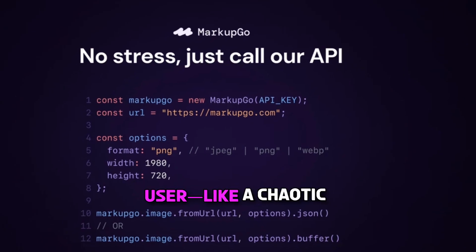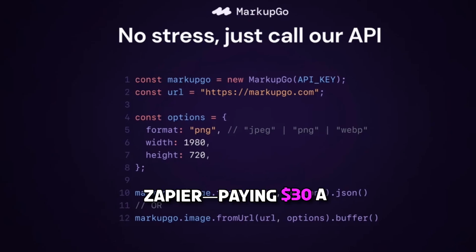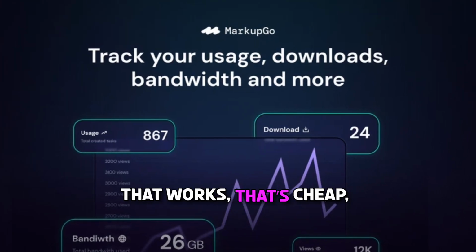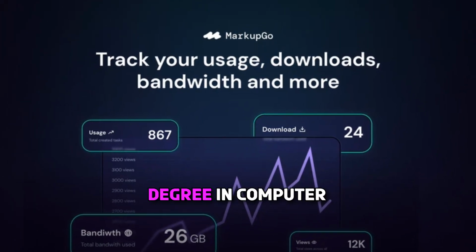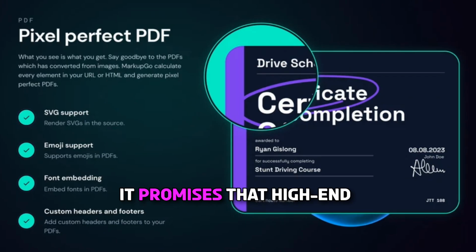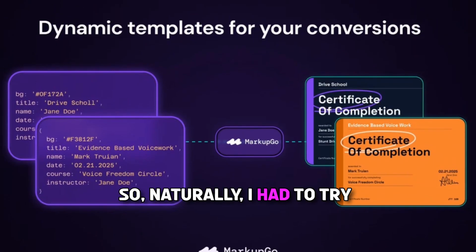And for the average user, like a chaotic project manager or a freelancer using Zapier, paying $30 a month for a background utility hurts. You just want something that works, that's cheap, and that doesn't require a degree in computer science to set up. That is why MarkupGo caught my eye. It promises that high-end functionality for a lifetime price. So naturally, I had to try it.